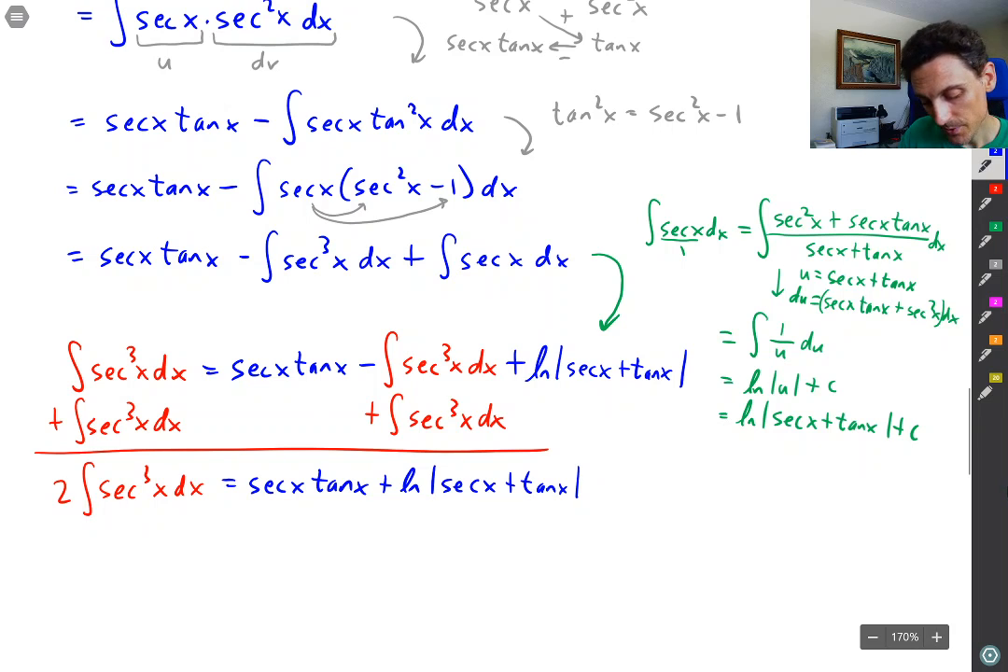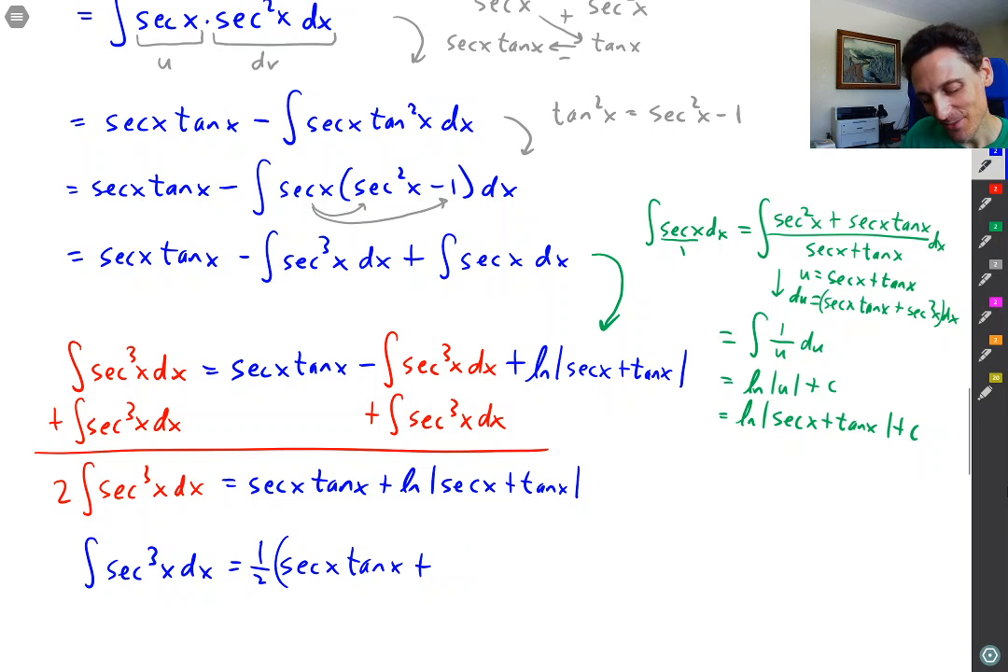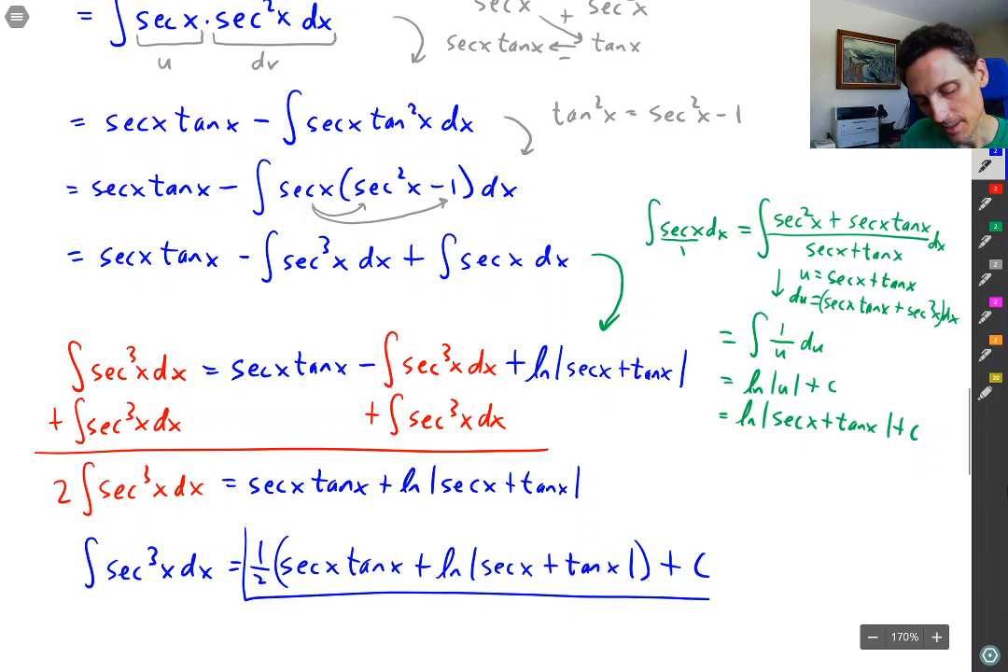As a last step, all we'll do is divide by 2. So we have 1/2 secant x tangent x, and I'll open up parentheses here so we don't have to distribute the half. Okay, so we have 1/2 times parenthesis secant x tangent x plus ln absolute secant x plus tangent x. And don't forget your plus c, because this is an indefinite integral.